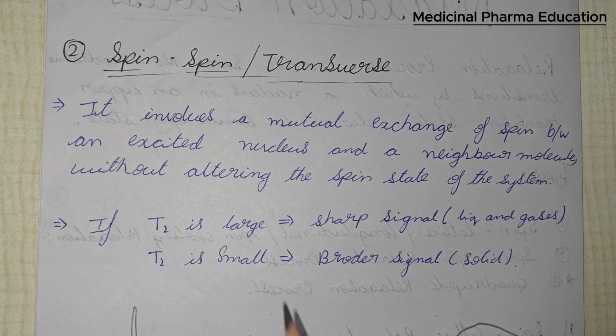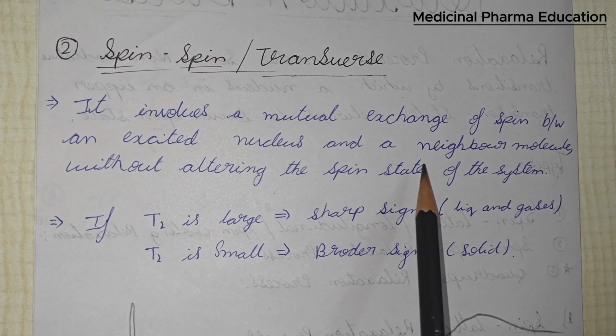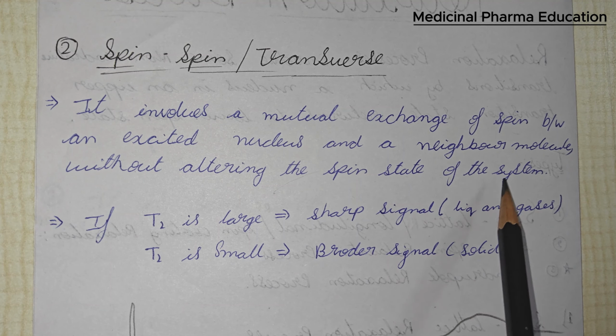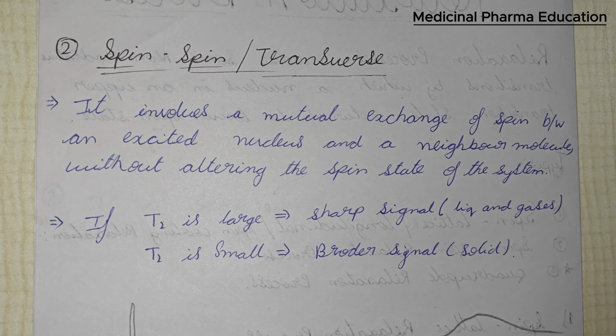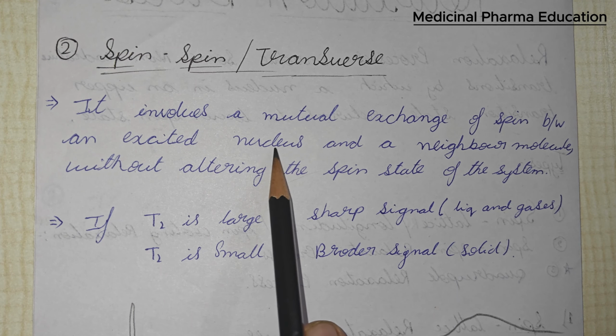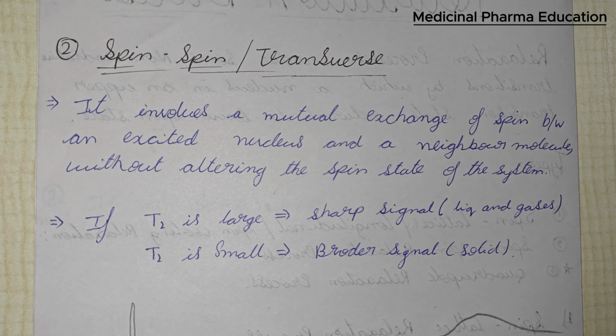Here it involves a mutual exchange of spin between an excited nucleus and a neighboring molecule without altering the spin status of the system. See here, it is like transferring to another nucleus. Mutual exchange of spin between the excited nucleus and the other neighboring nucleus. Here the energy is exchanged between two nuclei without altering the spin status of the system.